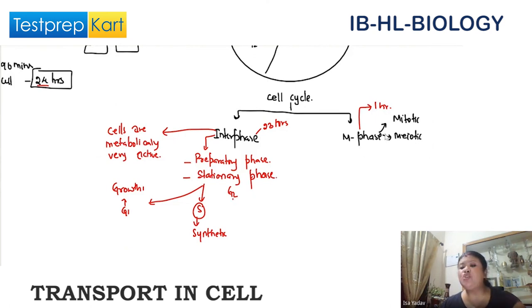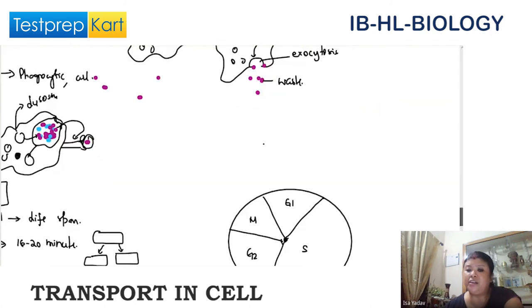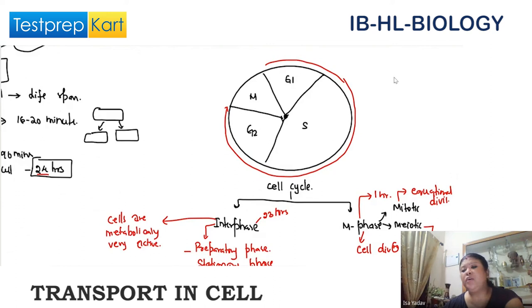M phase is actually the cell division, where the cell actually divides. It can be mitotic, also called equational division, and meiotic, called reductional division. We'll see about mitotic and meiotic later. Now let us consider here. Starting from this phase up to this is what phase?